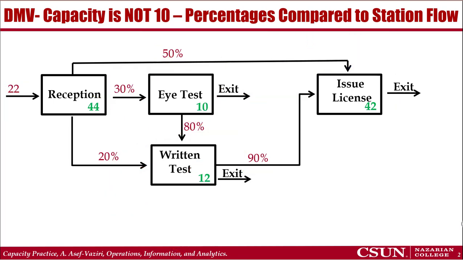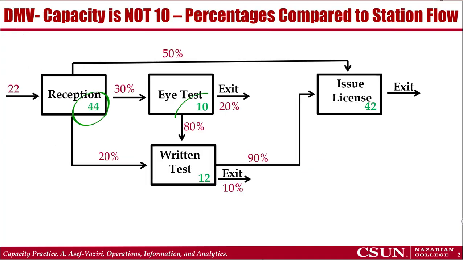So here, out of what comes in, 80% goes to the next process and 20% leaves the system. Out of what comes into the written test from here and from here, from eye test and from reception, 90% goes to issue license and 10% leaves the system. They cannot go through the final stage of the process. I think this is clear.